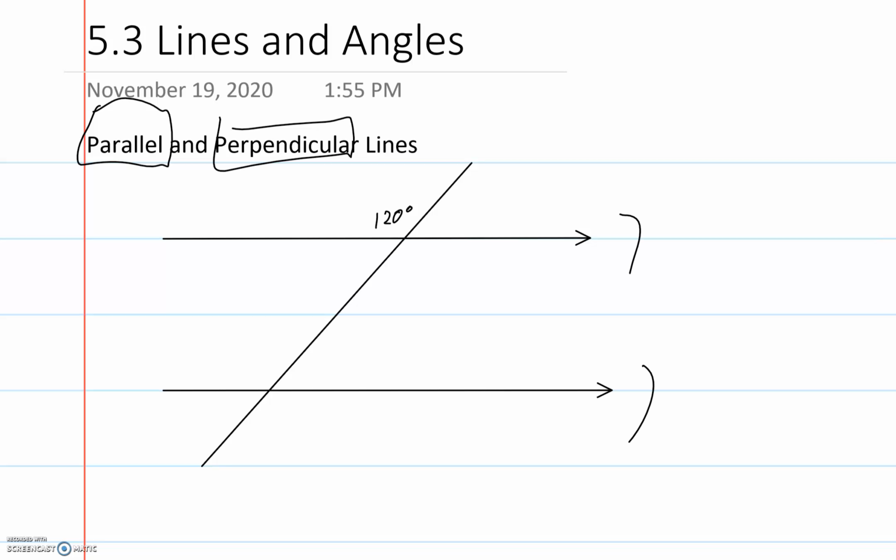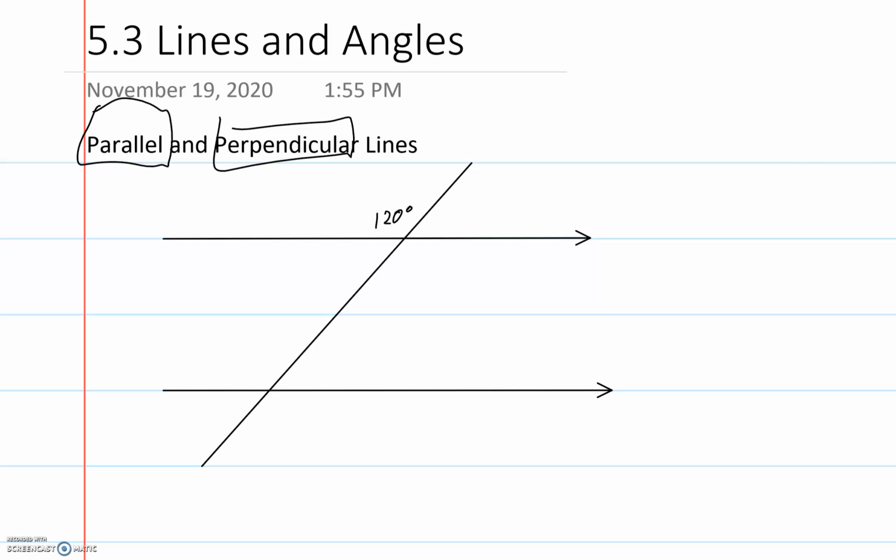Now, perpendicular lines are when lines are crossing, but when they're crossing with a right angle. So like this, a right angle or a 90-degree angle. That also means all other sides are going to be 90 degrees. Okay, so that's a perpendicular and a parallel line.